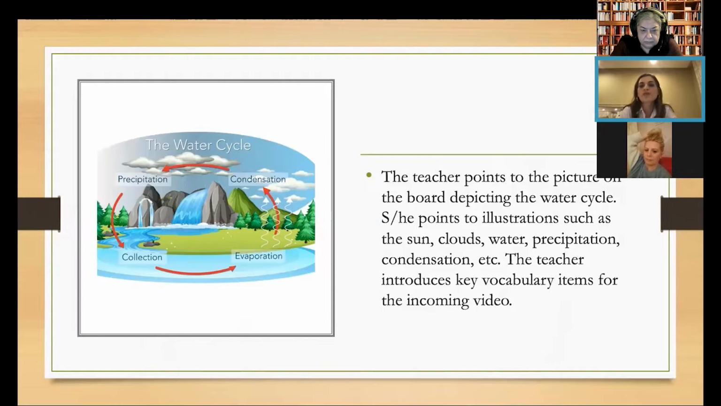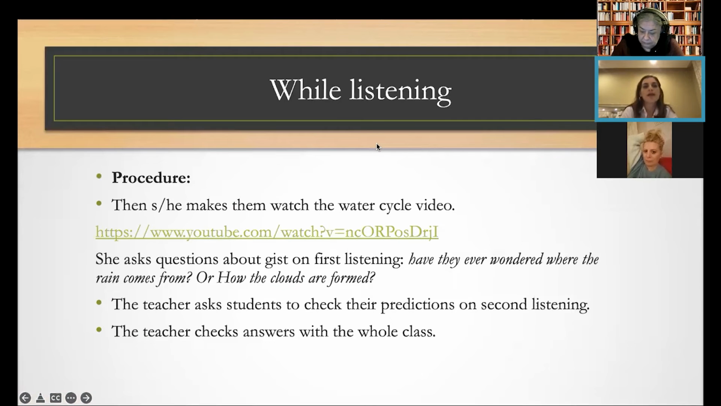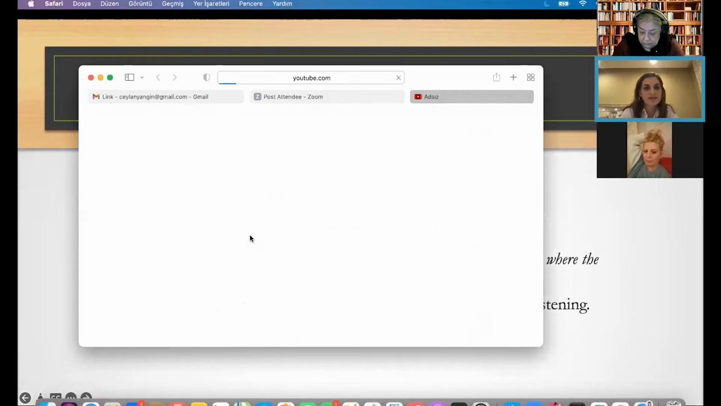She points to the illustrations in the picture, such as the sun, the clouds, water, precipitation, condensation, etc. The teacher introduces key vocabulary items for the incoming video. After teaching the key vocabulary items, the teacher makes them watch the water cycle video. Let me show it to you in a very brief way.